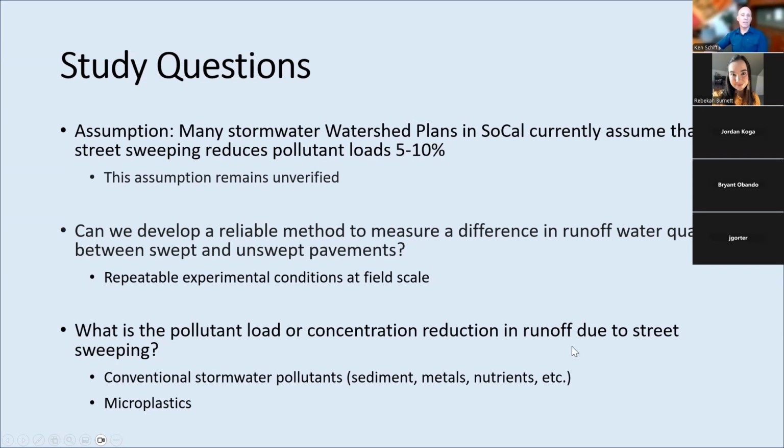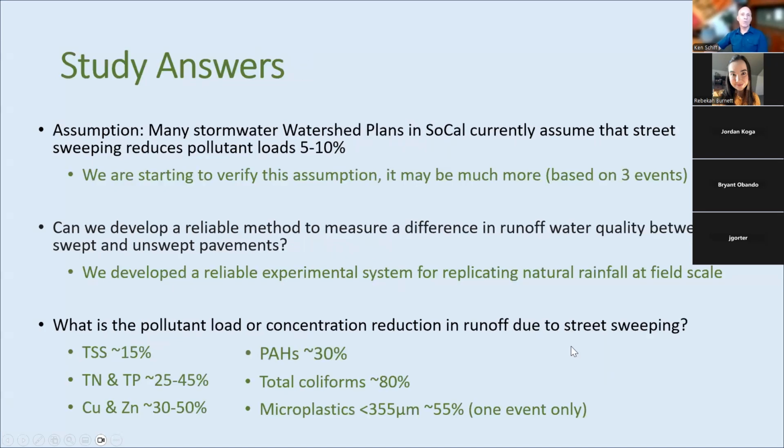Well, to summarize, here are the answers. We are starting to verify this assumption, and we're thinking it might be much more than 5 to 10%. Now, it's only 3 events on one surface, but I can tell you from the SMC's point of view, they're going to continue to invest in this because they think there's merit in continuing.